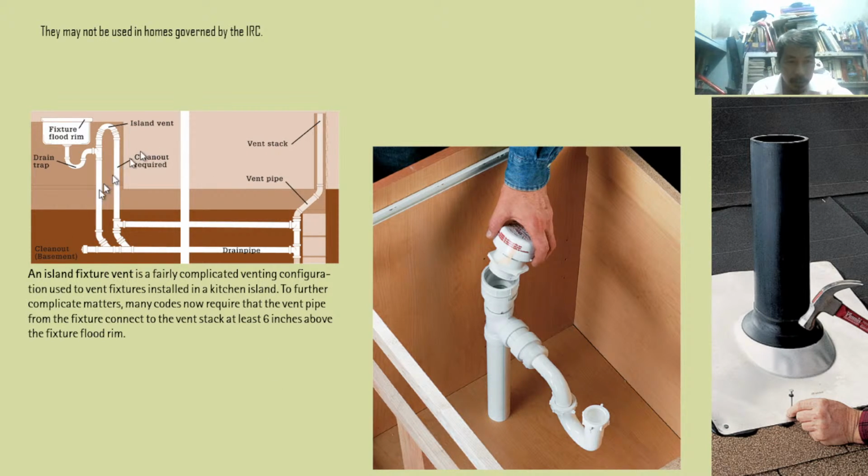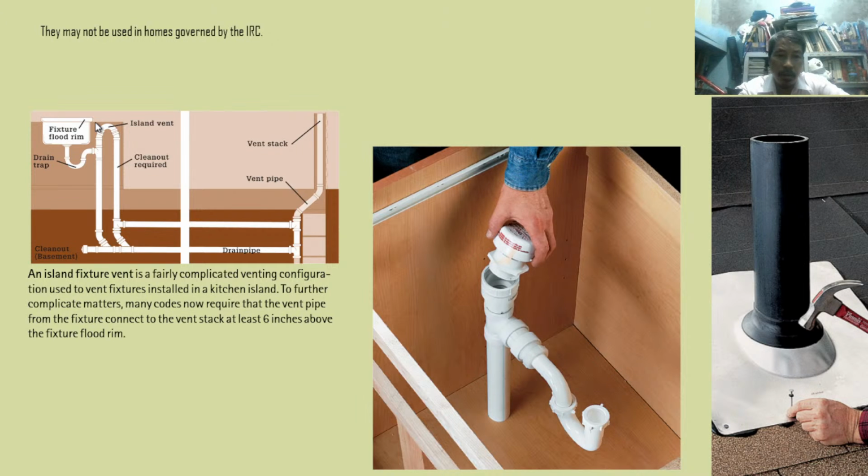Like this, an island fixture vent is a fairly complicated venting configuration used to vent a fixture installed in a kitchen island. To further complicate matters, many codes now require that the vent pipe from the fixture connect to the vent stack at least 6 inches above the fixture flood rim. So, island vent, fixture flood rim. This is a violation because this is the fixture flood rim. So, this island vent must be 6 inches above.